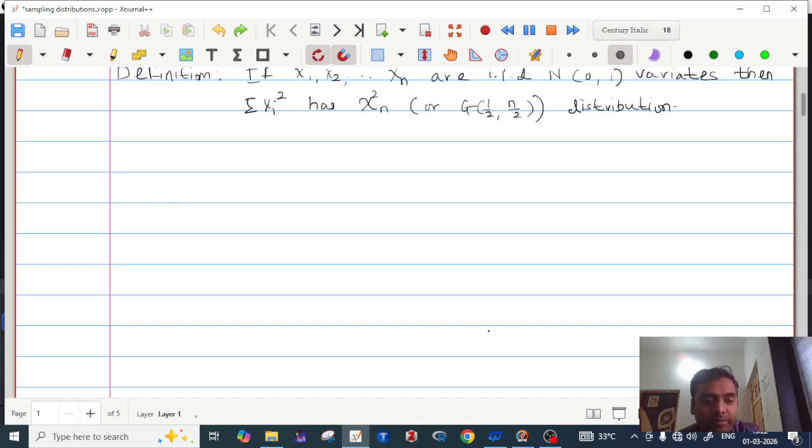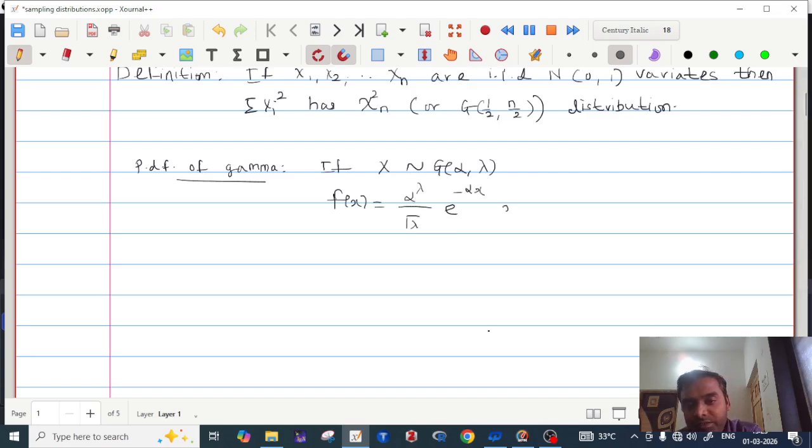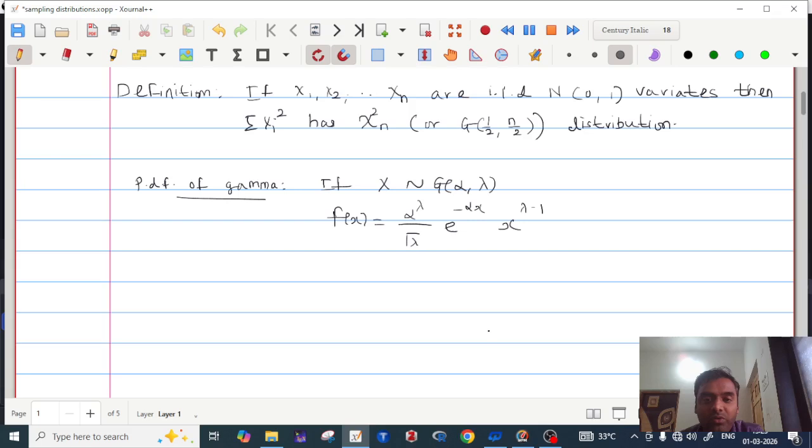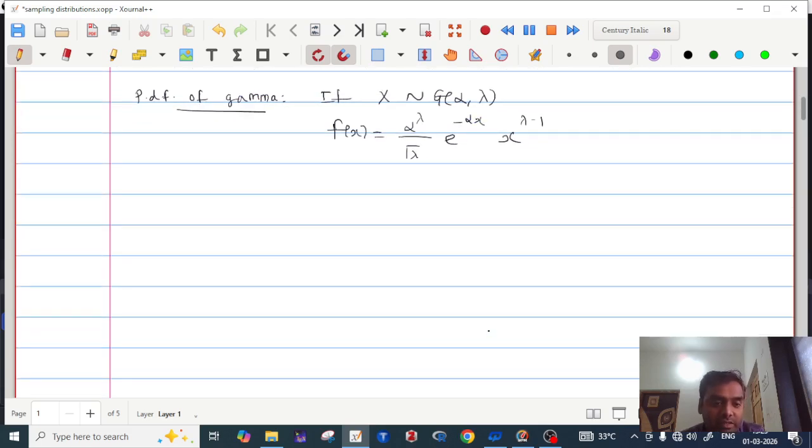What is the PDF of gamma? PDF of gamma is, if x follows gamma alpha comma lambda, its PDF is alpha raised to lambda upon gamma lambda, e raised to minus alpha x, x raised to lambda minus 1. Okay, so in this PDF, take alpha is equal to 1 by 2 and lambda is equal to n by 2. You will get the PDF of chi-square distribution.